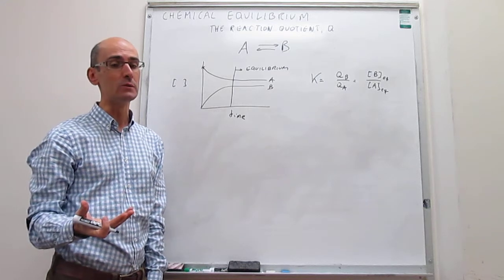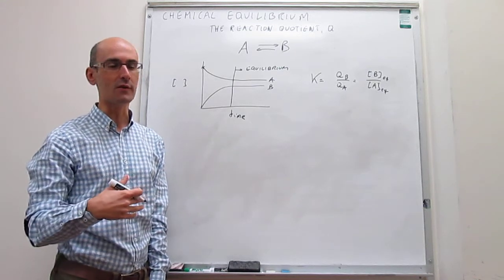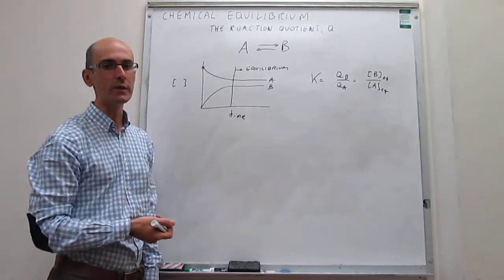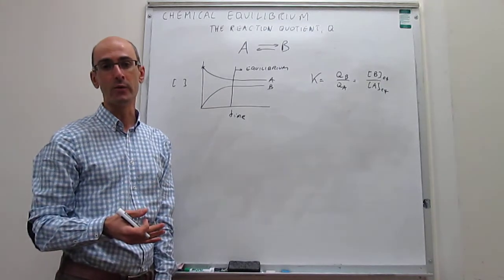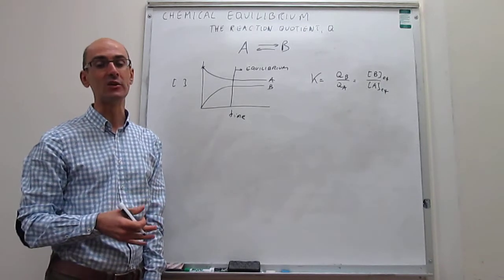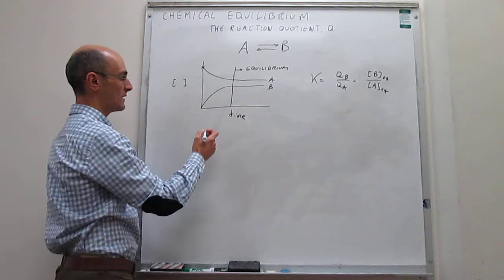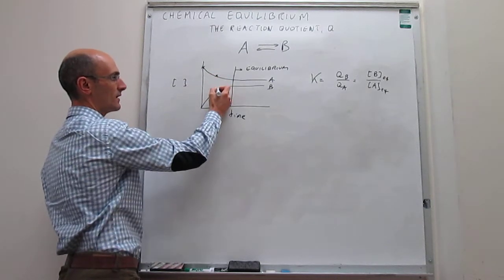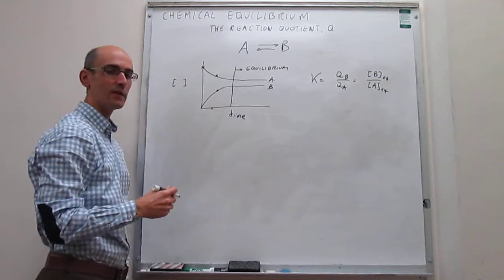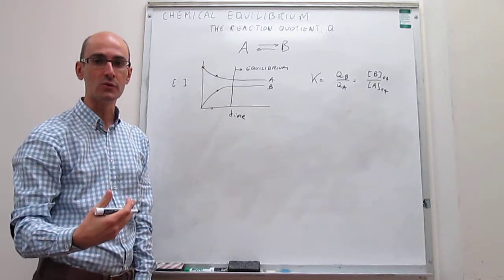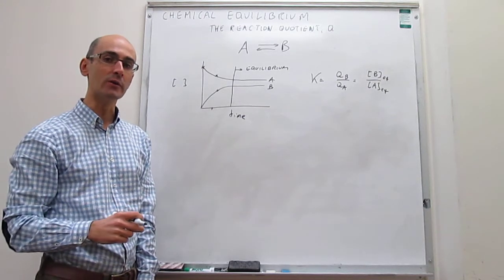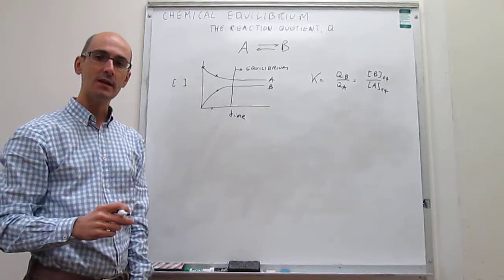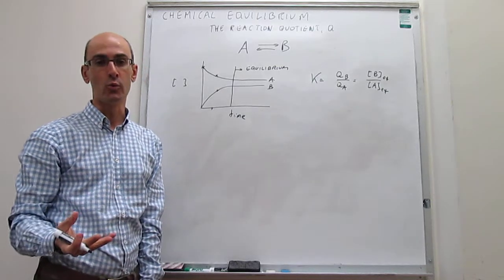Now what we could actually do is write the same ratio of concentrations of products over reagents at any point during the reaction, not necessarily at equilibrium. We could take, say, this time, get that concentration of A and that concentration of B, and then write the ratio of those two. That would no longer be the equilibrium constant, it would be something different that we call the reaction quotient.